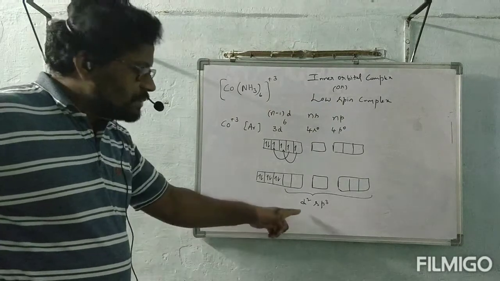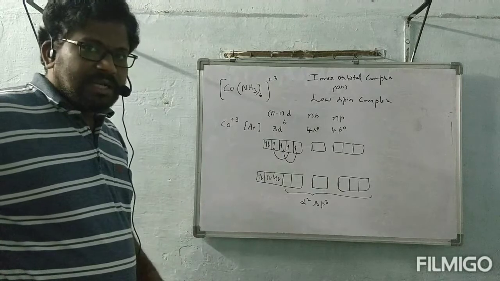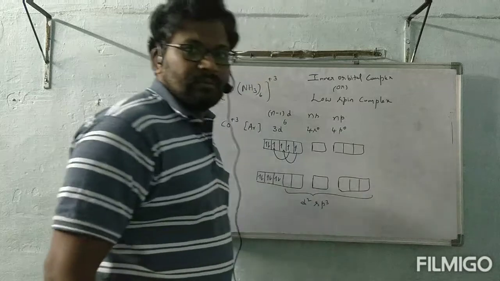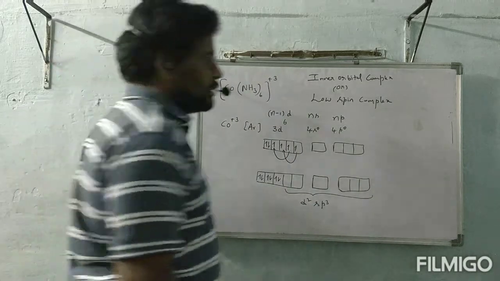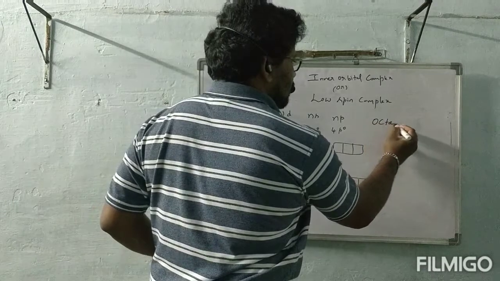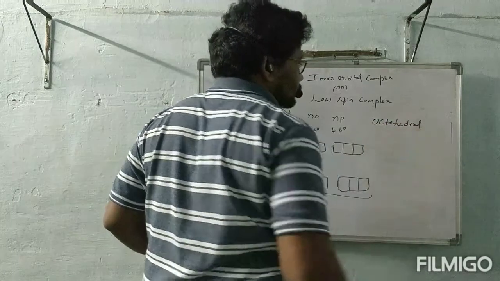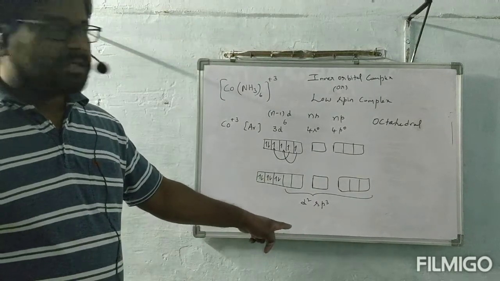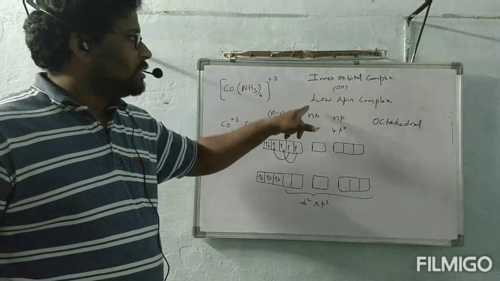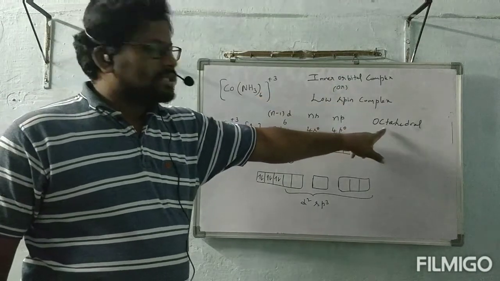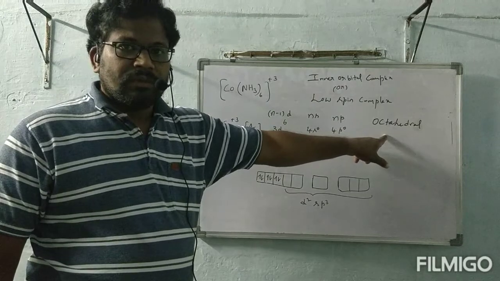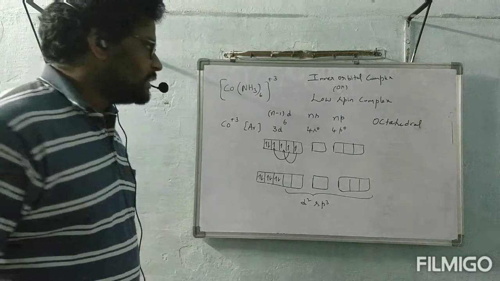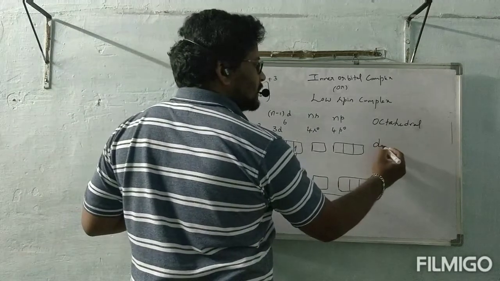Which hybridization is undergone? d2sp3. Yesterday I drew the structure, and the structure is octahedral. d2sp3 hybridization, inner orbital complex, low spin complex, octahedral structure. And coming to magnetic nature, this is diamagnetic.